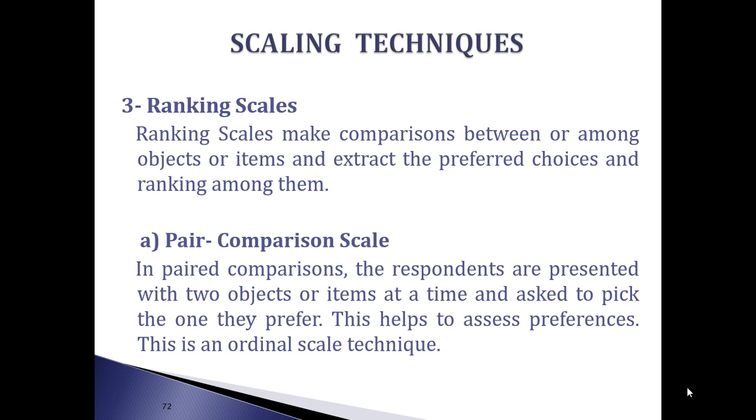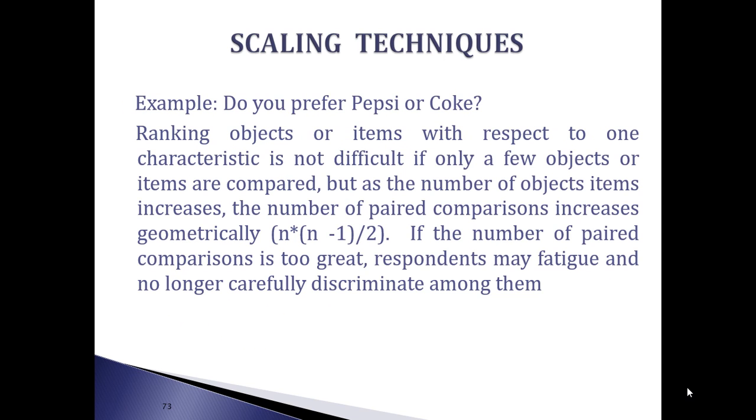Ranking scale. Ranking scale means comparison between or among objects or items to extract the preferred choices and ranking among them. Ranking scale includes pair comparison scale. In pair comparison scales, the respondents are presented with two objects or items at a time and asked to pick the one they prefer. This helps to assess preferences. This is an ordinal scale technique. For example, the respondents are asked, do you prefer Pepsi or Coke?